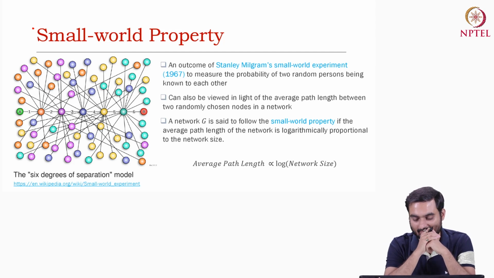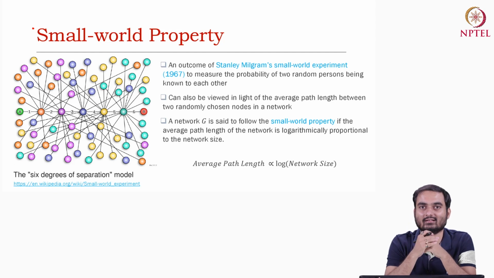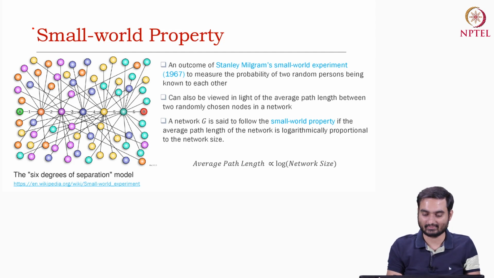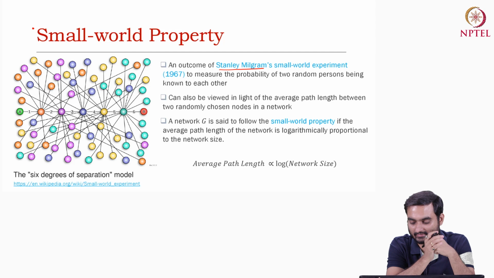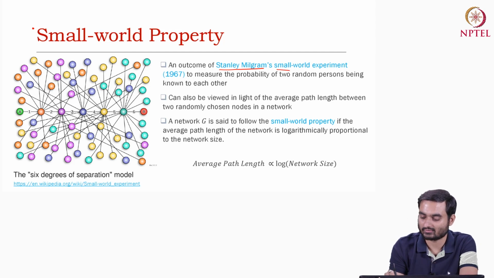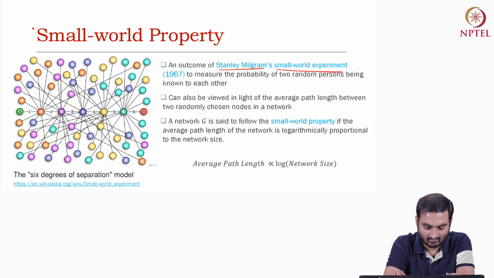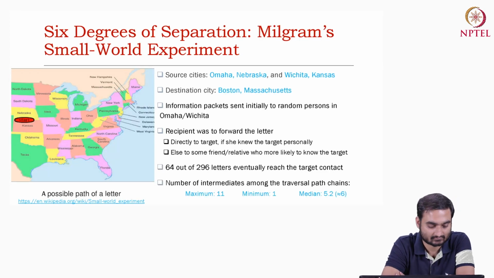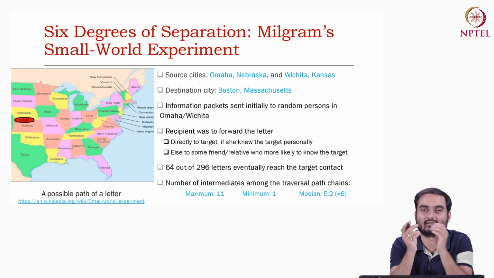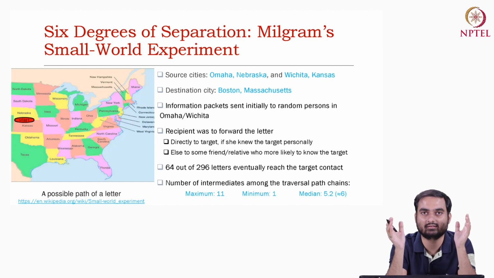It sounds a little unrealistic, but I will show you that it is not that unrealistic if we try to calculate these things mathematically. But let us first understand this experiment done by Stanley Milgram in 1967, called the small world experiment. He chose two extreme cities, two cities which are far apart from each other in the USA.